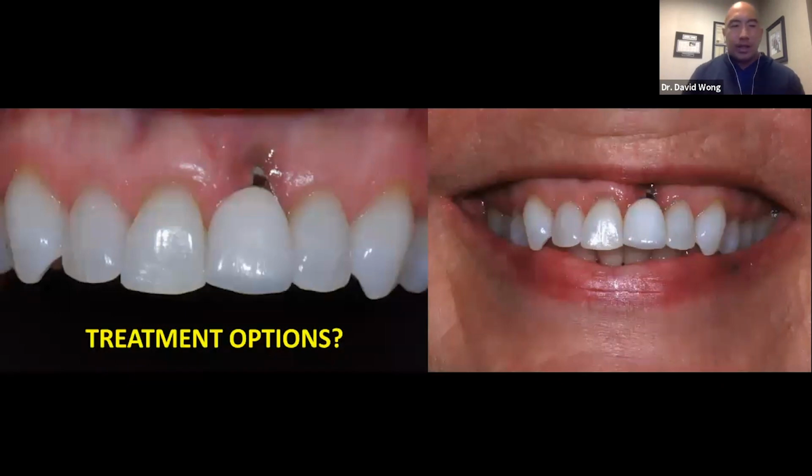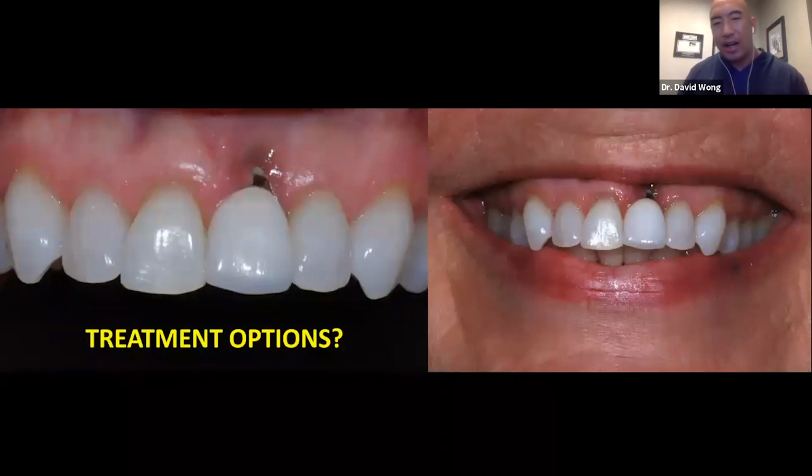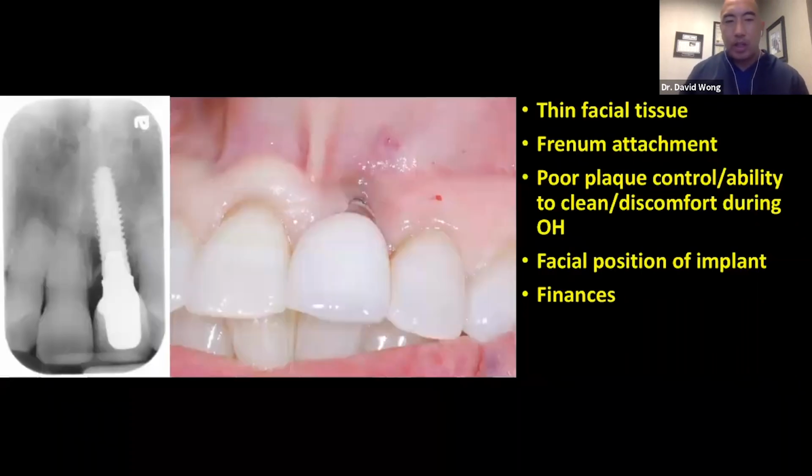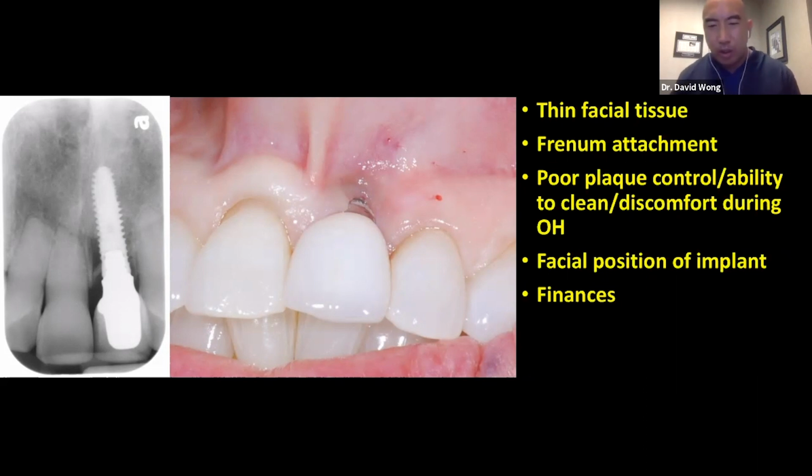So in a case like this, in the aesthetic zone, we have tooth number 9, no keratinized or attached gingiva present. It shows when she smiles. She is not interested in remaking the crown at this point. She just wants her gum tissue to be healthy again. So we have thin facial tissue, and a frenum pulls kind of in the way as well, right between number 8 and 9. Plaque control is not very good just because it hurts when she brushes. The implant placement's just okay. It's a little bit to the facial, but once again, this implant was placed over 20 years ago. So what do you do, right?